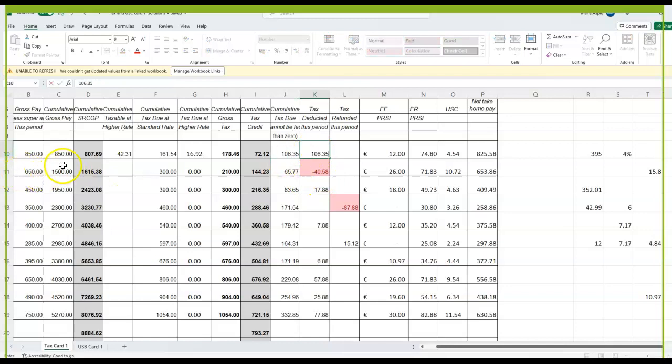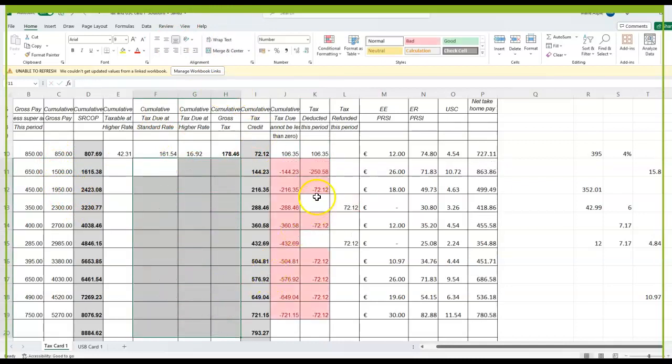So you have to look at your gross pay to date. So under the cumulative card, it is your cumulative income. I'm just going to get rid of those for the moment.